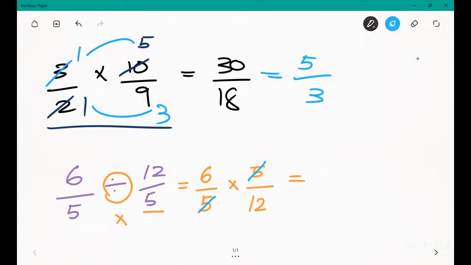And then 6, you can divide both up and down by 6. And then you have 2. So 1 into 1 is 1. And then 1 into 2 is 2. So this is your final answer here.